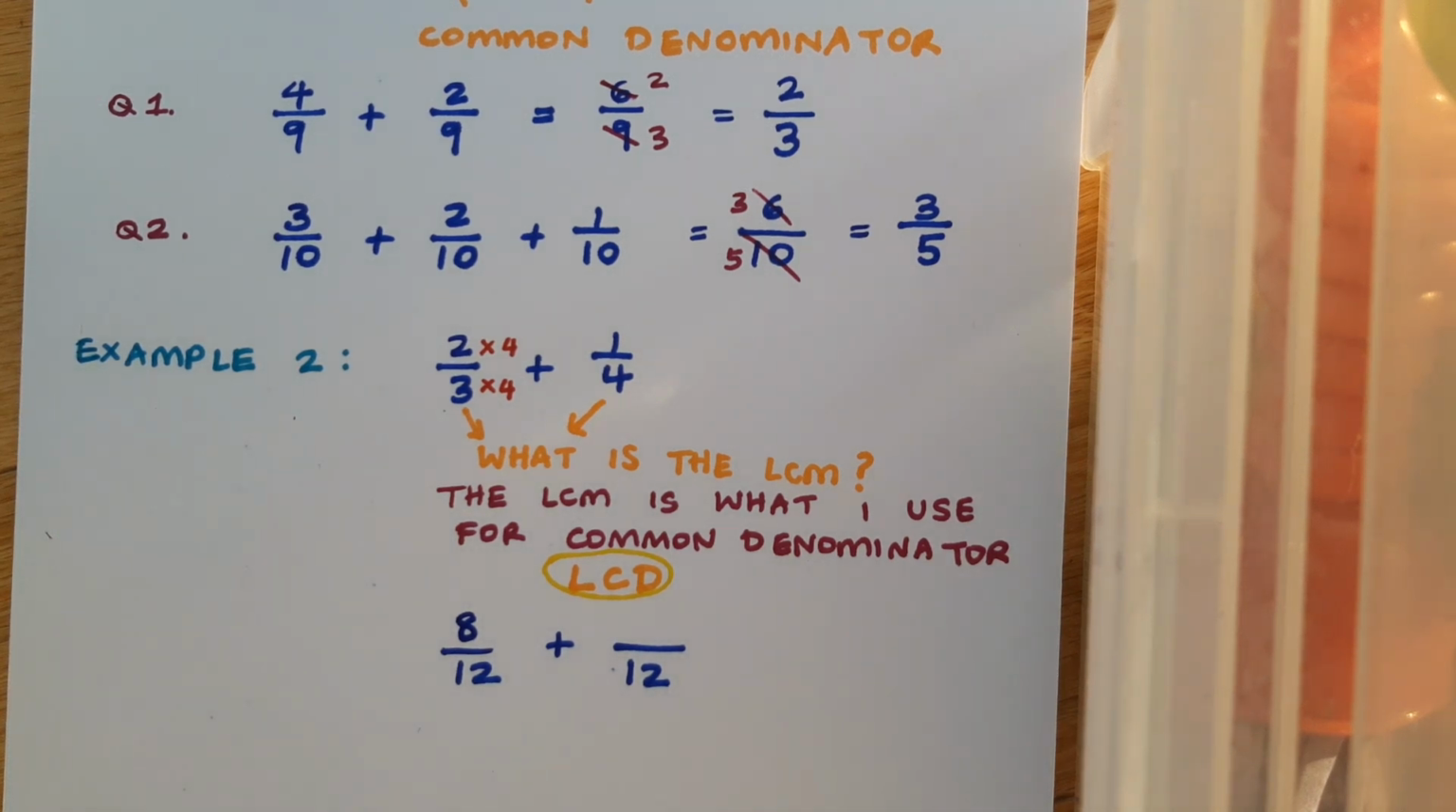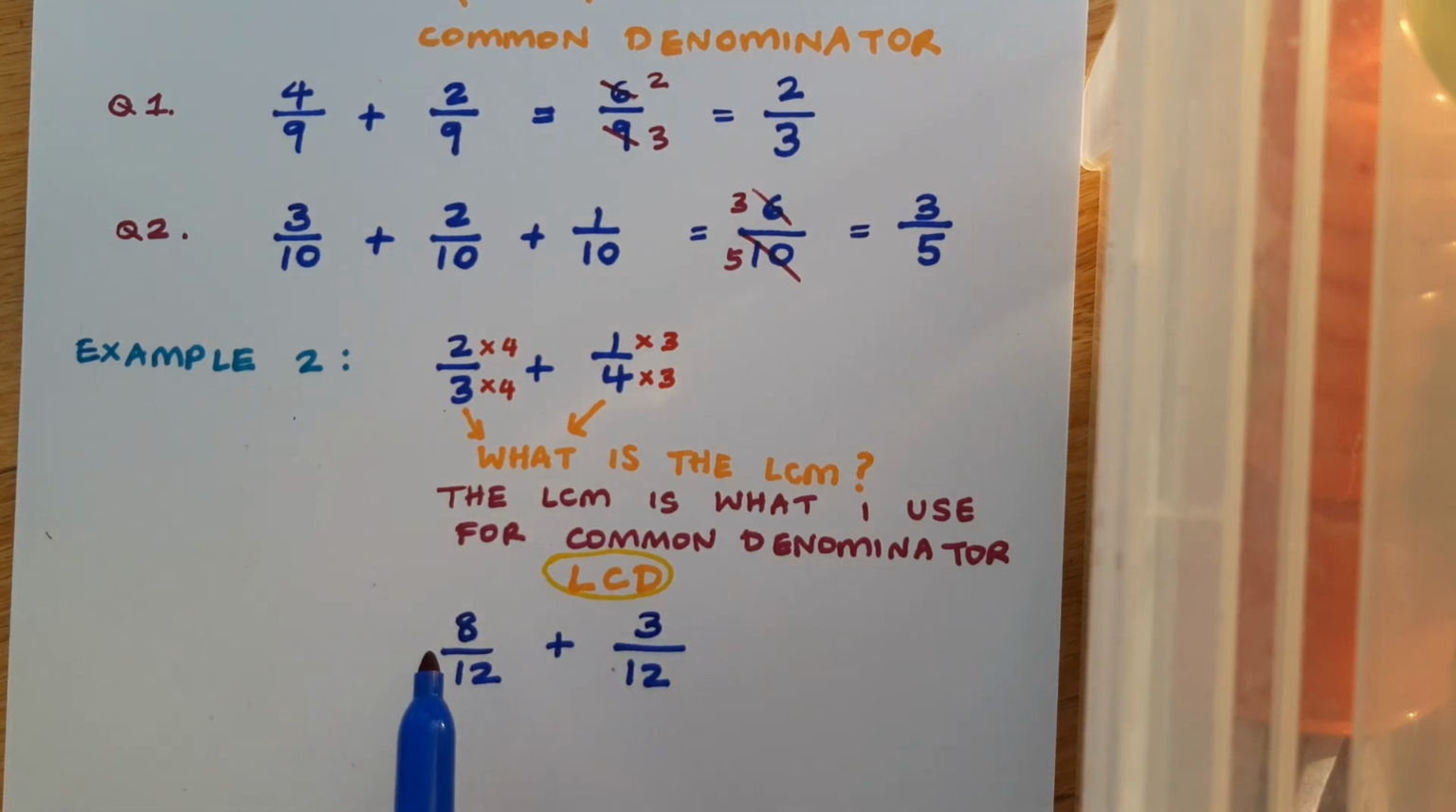I use a similar approach in the second fraction. So I had a quarter, but now I want it to be over 12. So I look at the denominator. Okay, what happened to the denominator? What did I multiply by to get 12? Well, here I multiplied by 3. So again, I'm multiplying the numerator by 3. And of course, 1 by 3 is going to give me 3. So now I've got 3 over 12.